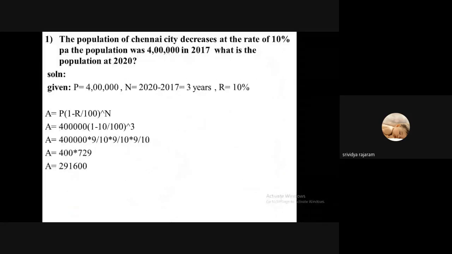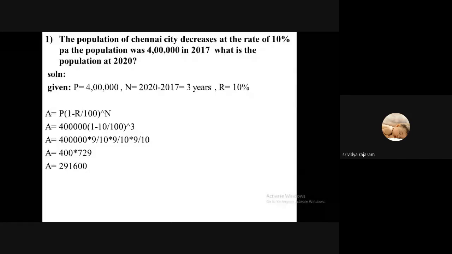So the first question is: the population of Chennai city decreases at the rate of 10% per annum. The population was 4 lakh in 2017. What is the population in 2020? I'll read the question again. The population of Chennai city decreases at the rate of, so you have to note this, the rate is given in terms of decreasing, so we are going to subtract it. 10% per annum. The population was 4 lakh in 2017. So what is the population in 2020?